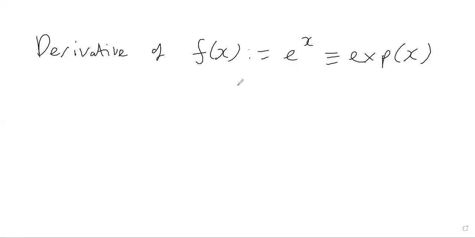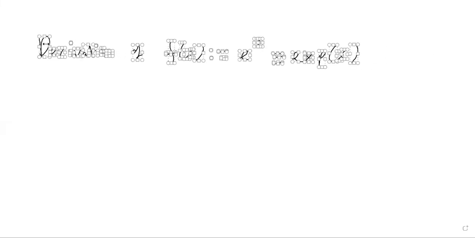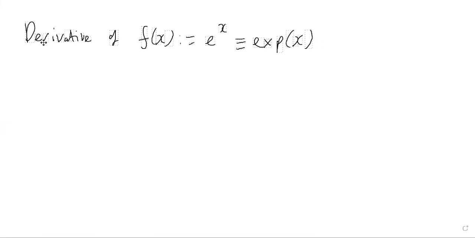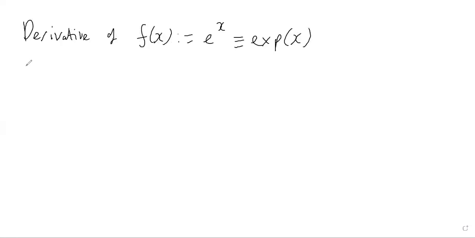When we want to differentiate this e to the power of x, or this exponential function, it depends on what definition of the exponential function we use. There are actually multiple equivalent definitions of what the exponential function is. I'm just going to pick three interesting definitions, or probably the three simplest definitions, and we're going to prove that the derivative of e to the power of x is indeed e to the power of x itself. So let's start with this first definition.